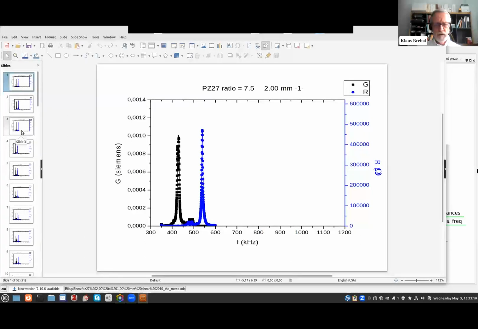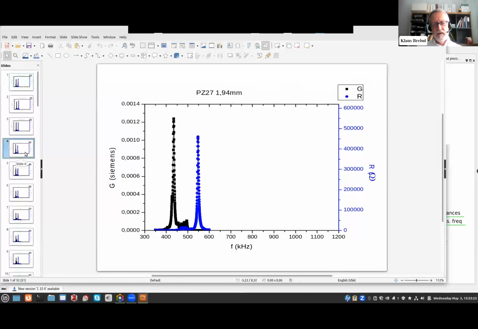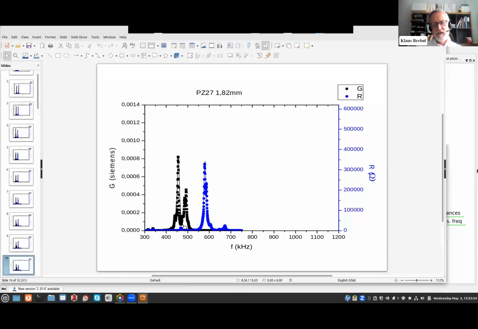This curve shows the impedance measurements I was talking about before for a 2 millimeter thick sample, 15 by 15 millimeters, so an aspect ratio of 7.5. And you can see here we have 2 clean resonances. If we thin down the sample in steps of 200th of a millimeter, there is something in here. And as now we have a thickness of 1.82, suddenly this resonance breaks up in 2 resonances.